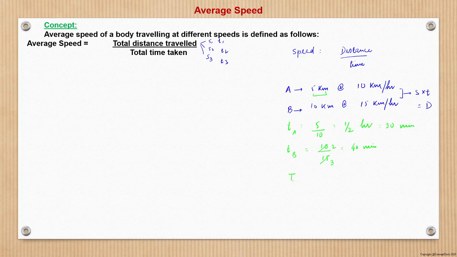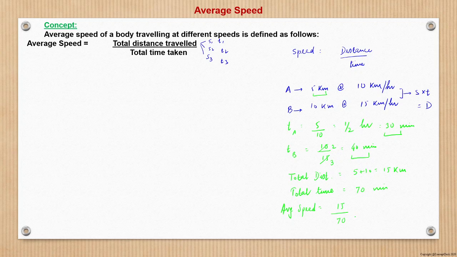So now what is the total distance covered? Total distance is equal to 5 plus 10, which is 15 kilometer, and total time we have found out to be 30 plus 40 minutes. 30 plus 40 is nothing but 70 minutes. So average speed will be total distance upon total time. What is total distance? That is 15 kilometer. Total time is 70 minutes.